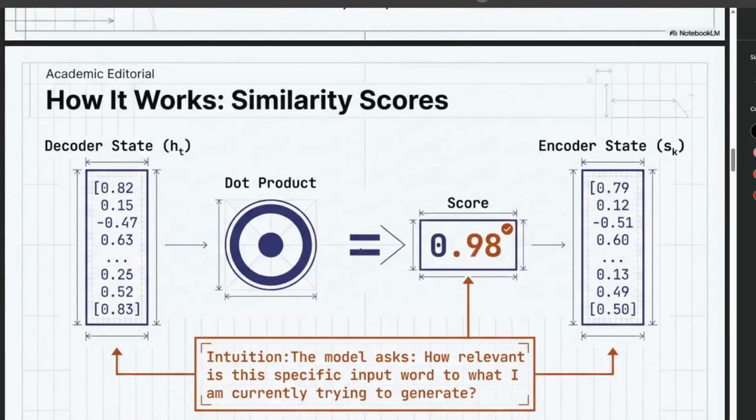But how does the model know where to look? At every step, the model asks, how relevant is the specific input word to the word I'm trying to generate right now? We calculate a similarity score between the current decoder state and every single encoder state. There are different ways to calculate this, but the common one is the cosine similarity or dot product. The goal is to measure how much the current output aligns with a specific input.